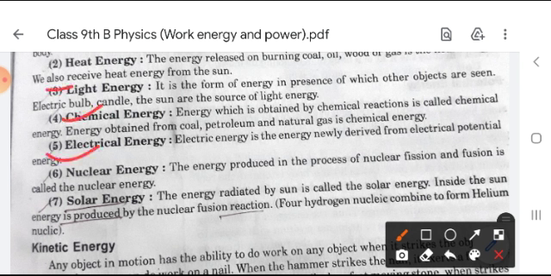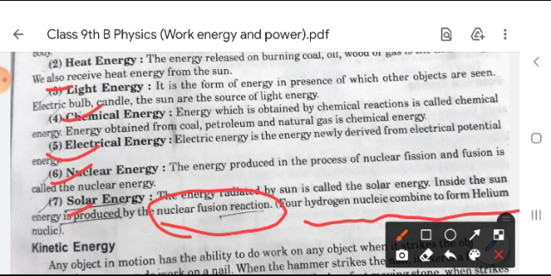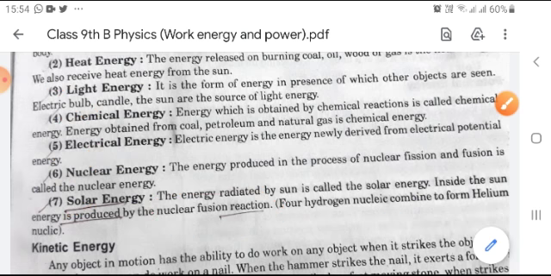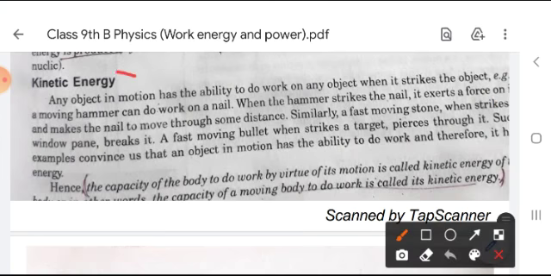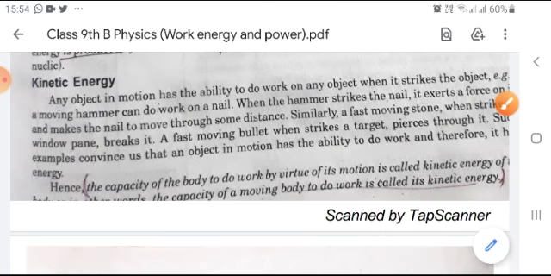So we can understand all these energies better. Suppose solar energy: the energy radiated by the sun is called solar energy. Inside the sun, energy is produced by the nuclear fusion reaction. Four hydrogen nuclei combine to form a helium nucleus. Now, next is kinetic energy. What is kinetic energy?